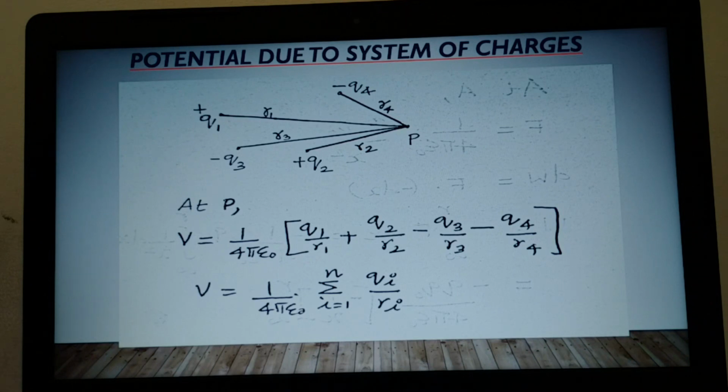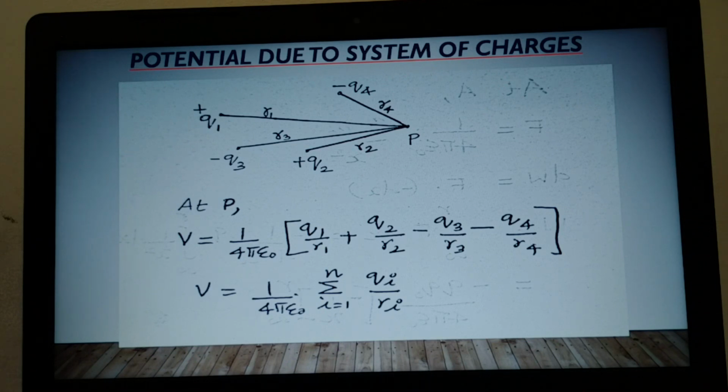In sigma notation you can express it as V is equal to 1 by 4 pi epsilon 0 sigma i varies from 1 to n, Qi by Ri. You can apply that to the above case where n is equal to 4, so i varies from 1 to 4. The factor 1 by 4 pi epsilon 0 remains, and the terms are Q1 by R1 plus Q2 by R2 plus Q3 by R3 plus Q4 by R4. But remember, when you substitute Q1, Q2, Q3 and Q4, you have to consider their nature also. Q1 and Q2 are positive and Q3 and Q4 are negative.